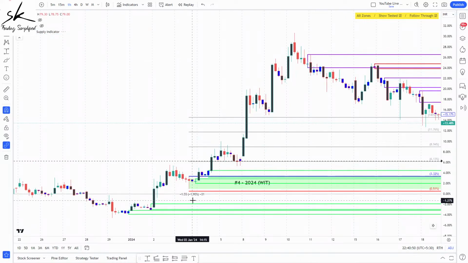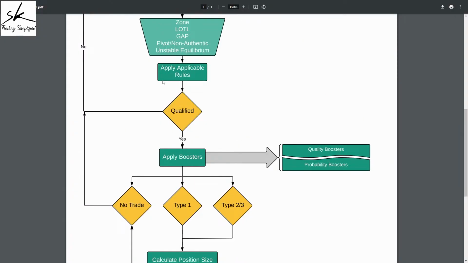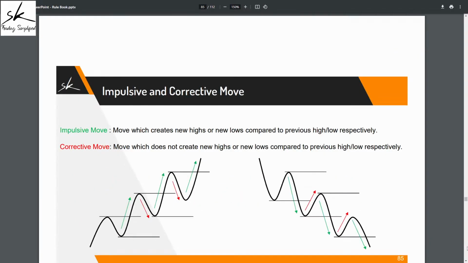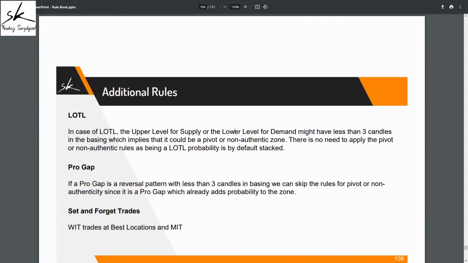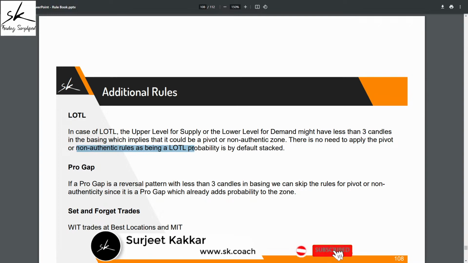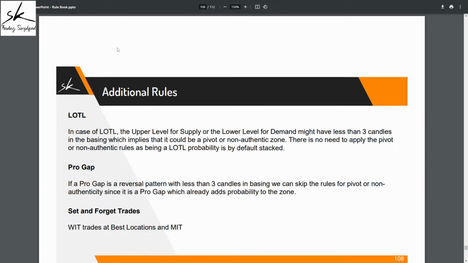Let's again apply the rules of pivot and non-authentic. In such a scenario, this is where your rule book will again help you. You can see in the rule book, I have given you a rule that in case of level on top of level, we might have a pivot or a non-authentic zone, but there is no need to apply the rules of pivot and non-authentic because the extra probability we are looking for is by default there as a case of level on top of level. So the rules of pivot and non-authenticity can be skipped here.